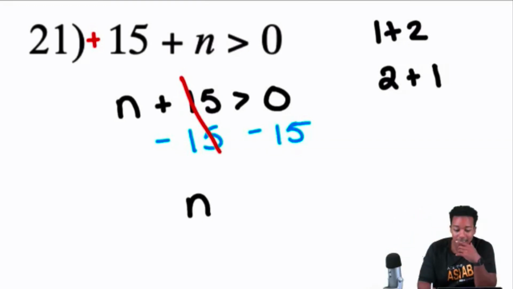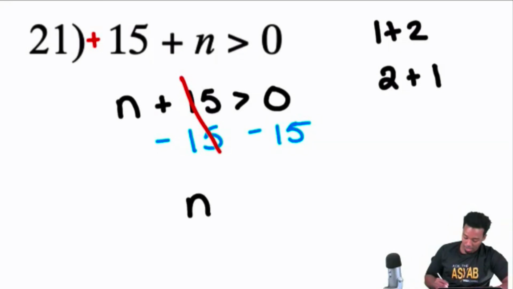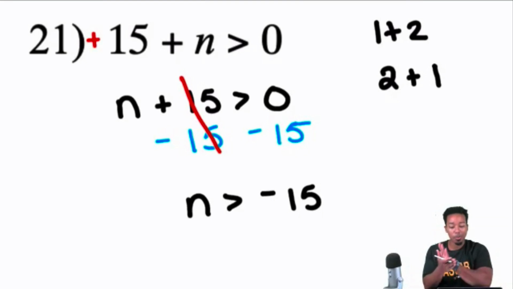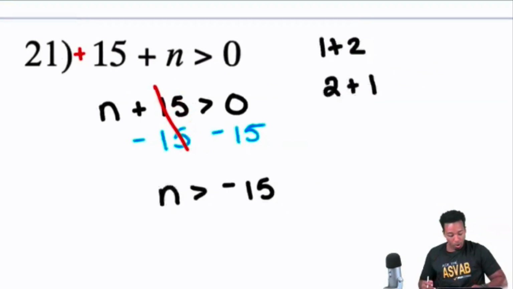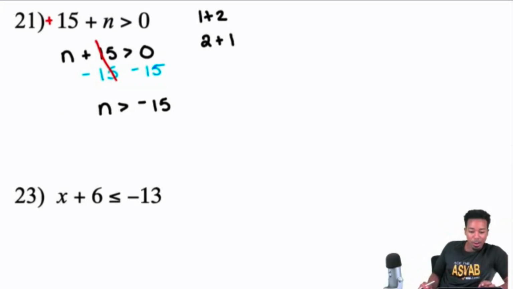What is it? The reason is because, remember, the rule is only if you are multiplying or dividing by a negative number. Adding or subtracting doesn't count. We're not multiplying or dividing, so it will stay the same, and you'll get negative 15. I love the explanations. Yes, only for multiplication and division. So I'll keep that there for 21.